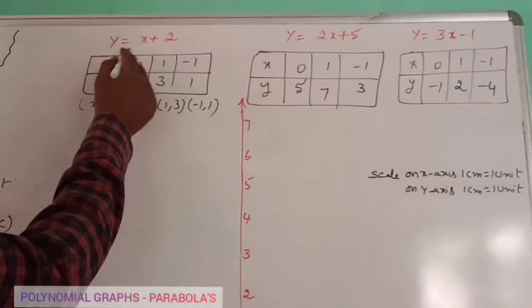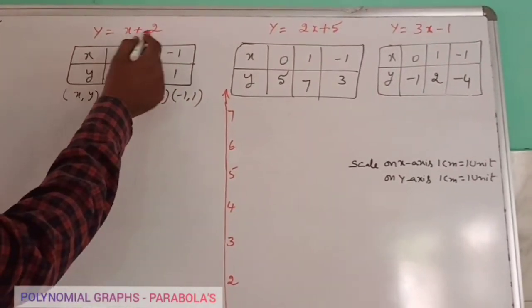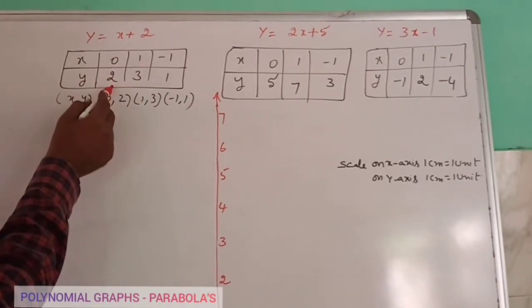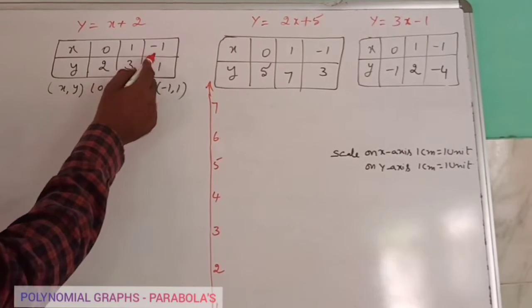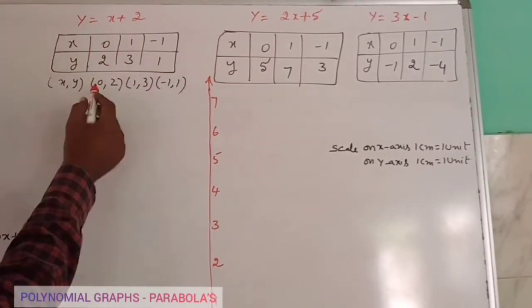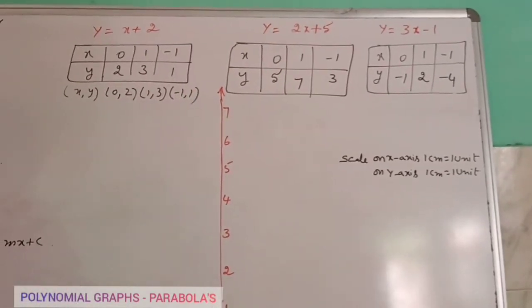Now take graphs of the type y equal mx plus c. Here y equal x plus 2. So when x is 0, y is 2. When x is 1, 1 plus 2 equals 3. When x is minus 1, minus 1 plus 2 equals 1. So the points are 0 comma 2, 1 comma 3 and minus 1 comma 1.